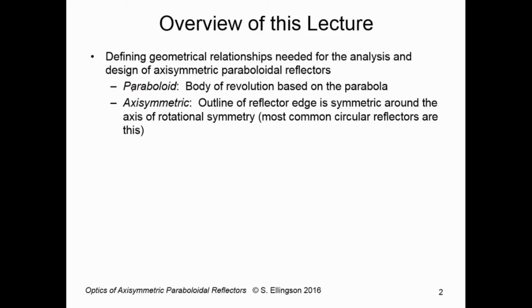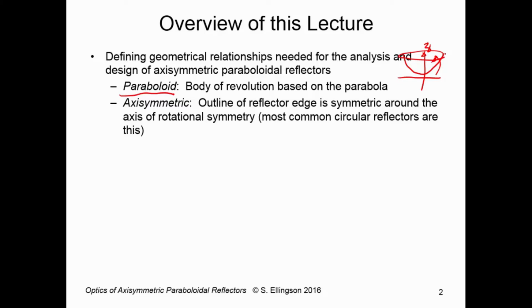First, paraboloid. A paraboloid is a body of revolution based on the parabola. So I think we all know that a parabola is a function that looks like this. And to obtain a body of revolution, you simply rotate this shape around the axis, right? So we could call this the axis. Maybe this is the z coordinate. And then we rotate the parabola around this axis. And we get a shape that looks like a bowl. And that bowl then is our paraboloid.